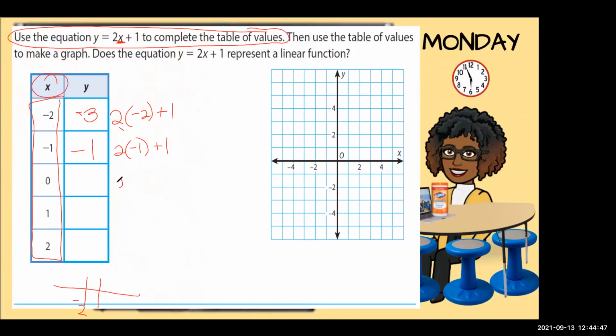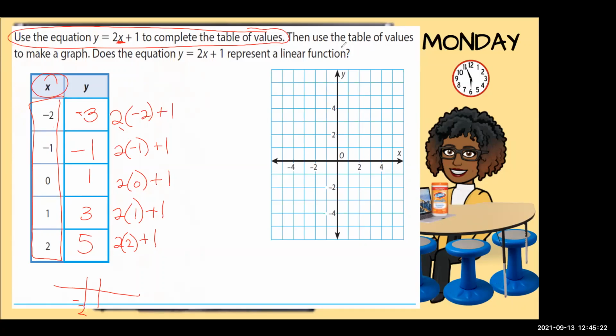2 times 0 plus 1. Good job. 2 times 1 plus 1. And then 2 times 2 plus 1, which is 5. It takes me 5 seconds to show how I'm going to substitute that x in and then put my answer right there. 5 seconds. Any questions about it? They give you an equation, get you some x values, and substitute. It doesn't matter what x value, but those are my favorite.